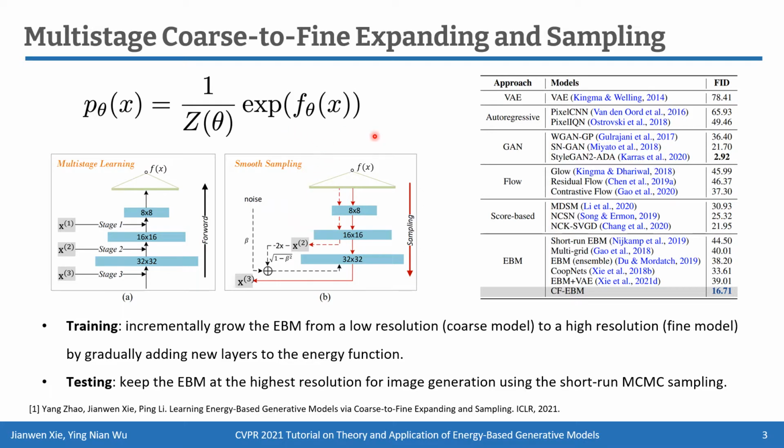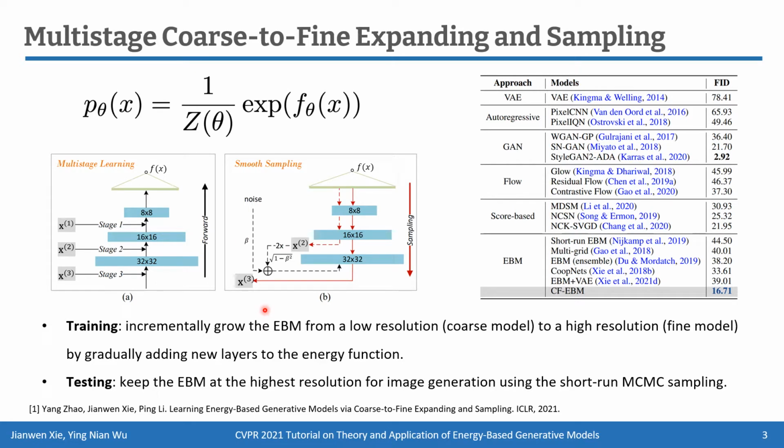Suppose we want to learn an energy-based model. So in the training stage, we incrementally grow the energy-based model from a low resolution or a coarse model to a high resolution or a fine model by gradually adding new layers to the energy function. So each time we add a new layer.